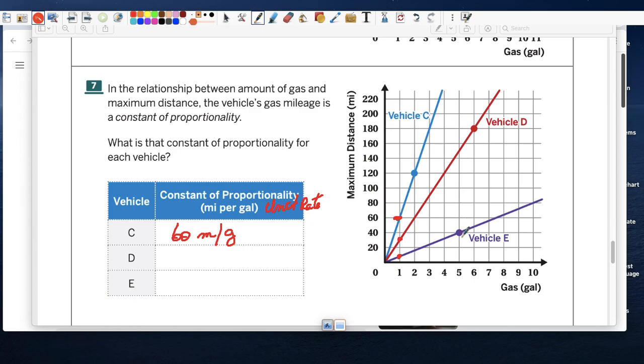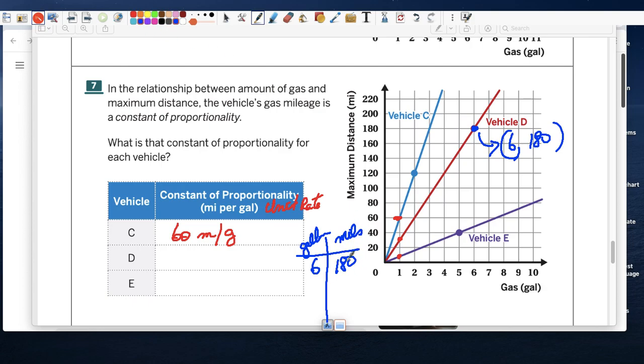But vehicle D and E, I have no idea because I can't tell you for sure. So how do we do that? Well, vehicle D, we need to find a point that we actually know. And this one, I can actually tell you what it is. It's 180. 6 gallons gives me 180 miles. Let me create a table here. 6 gallons gives me 180 miles. So gallons, miles.